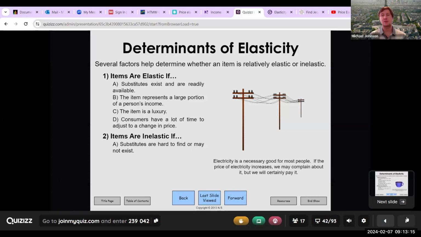Items are inelastic if substitutes are hard to find or may not exist. Electricity is necessary and good for most people. If the price of electricity increases, we may complain about it, but we'll certainly pay it.